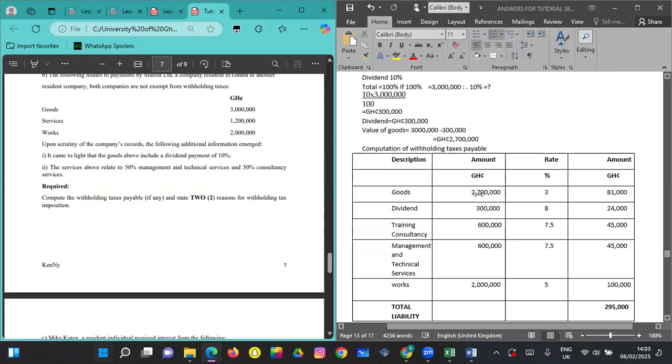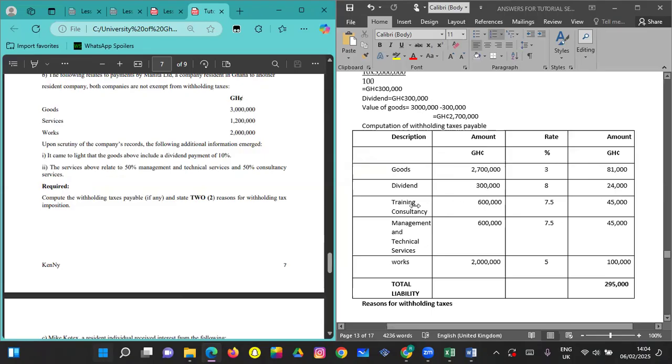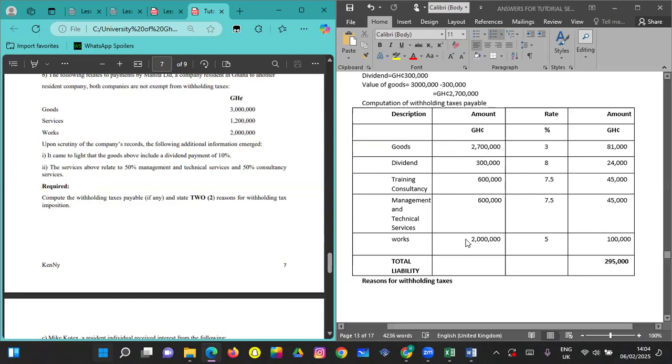The rate above, when you transfer goods of more than 2,000 Ghana cedi, is 3%. Dividend is 8%. We calculated the dividend at 10%, 8%, and this is it here. Now, the services here are for training, so 7.5, 7.5. This is what we are having here.